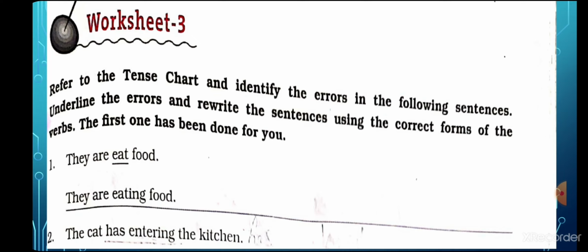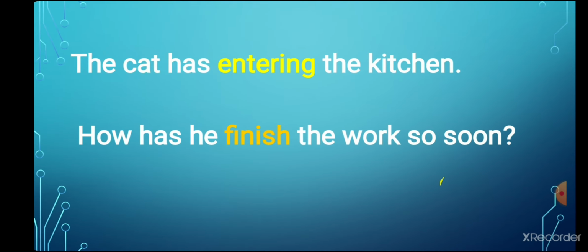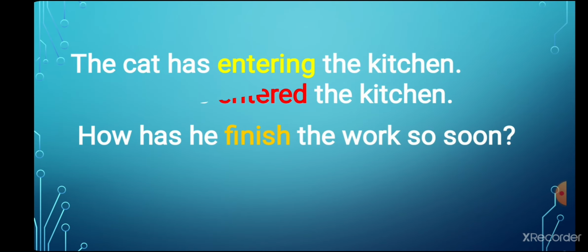Okay, they are eat food. It is wrong here. How can we make it correct? We can write here eating. Okay, they are eating food. The next one, students, the cat has entering the kitchen. Here with has, we use the third form of the verb. So students, here we can write down like this. The cat has entered the kitchen. Entering is wrong here. You can underline the word entering and then write down the correct answer, that is, the cat has entered the kitchen.